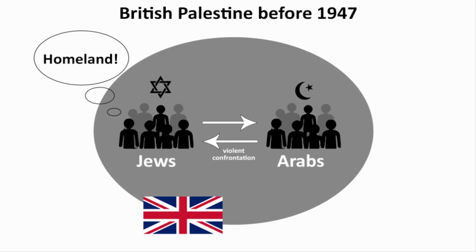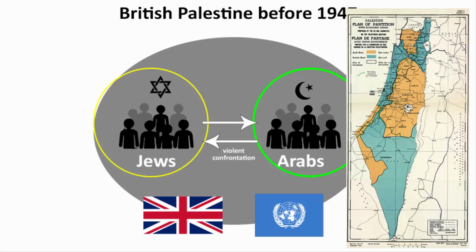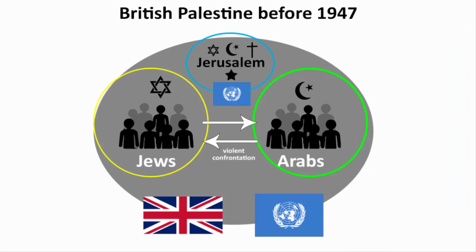Then in 1947, the British handed over the Palestinian problem to the United Nations. After looking at alternatives, the United Nations proposed the partitioning of British Palestine into two independent states. One was for the Palestinian Arabs and the other was the Jewish state. Since Jerusalem was the holy site of three religions, the United Nations decided to bring Jerusalem under its own control and made it a special international zone.